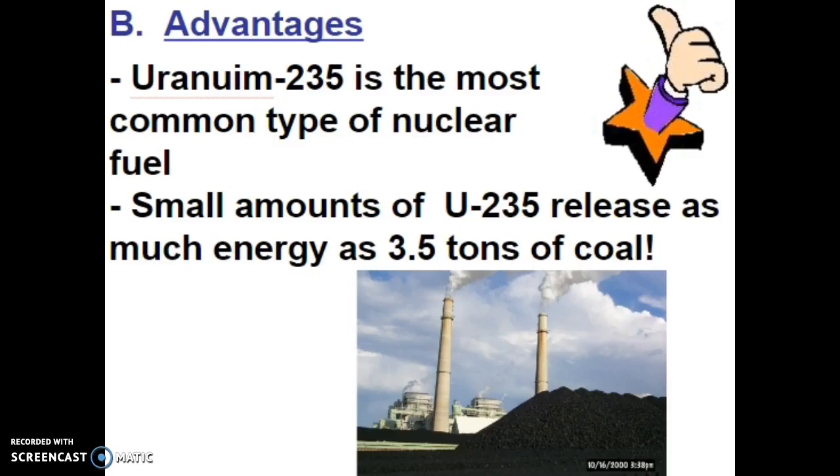Now there are some advantages to using nuclear power. The most common type of nuclear fuel is uranium-235. Over time, uranium-235 will decay into lead, which is non-radioactive. Very small amounts of uranium-235 can release as much energy as 3.5 tons of coal. The supplies of uranium-235 are not infinite, but again, very small amounts of this can replace many, many tons of fossil fuel burning.